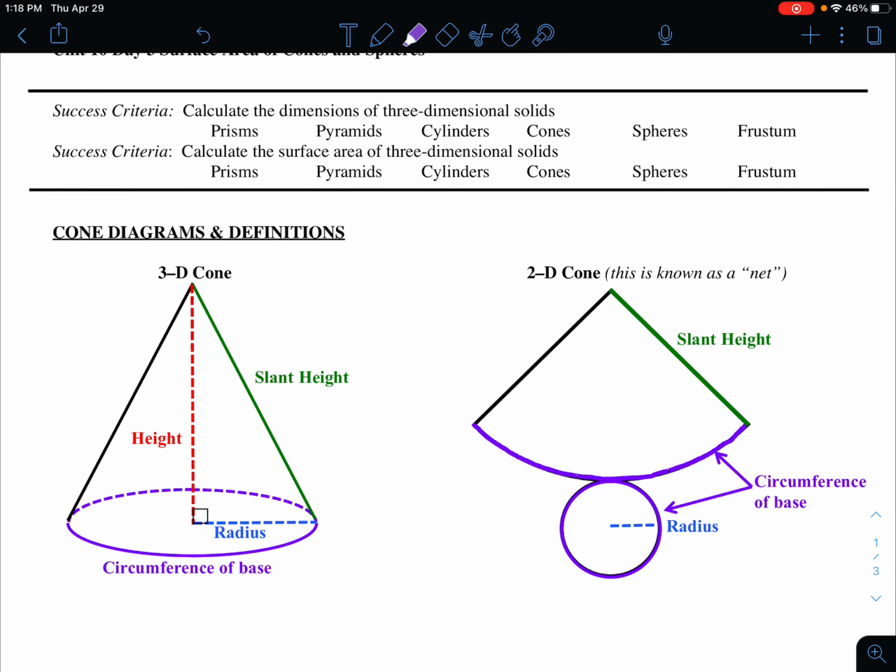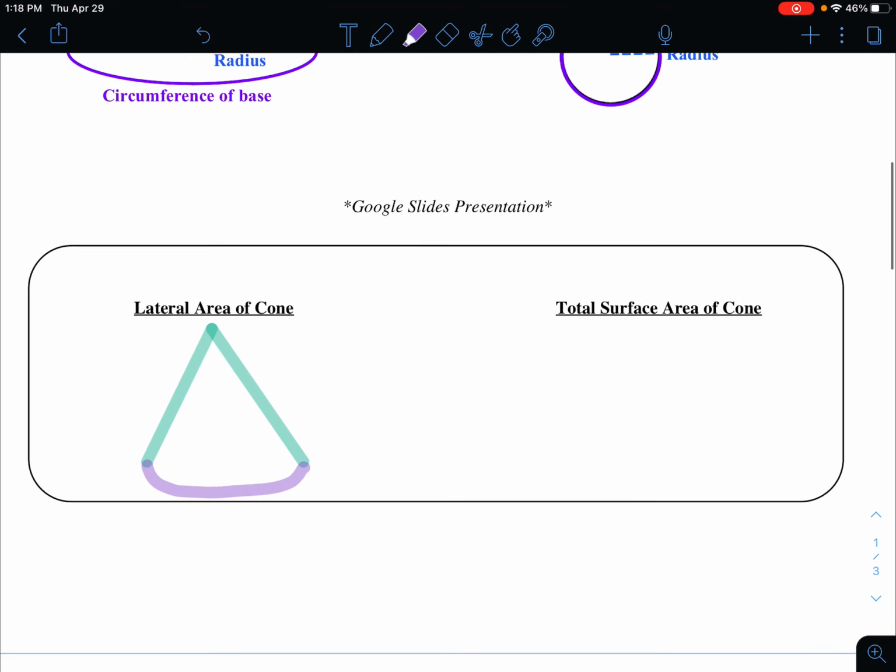If I were to take apart my cone and make it look like a 2D figure, it would look like this. So you can see that the circumference is also the same part that you see right here. This part right here is the circumference of your base, which is your circle, and your slant height is still there.